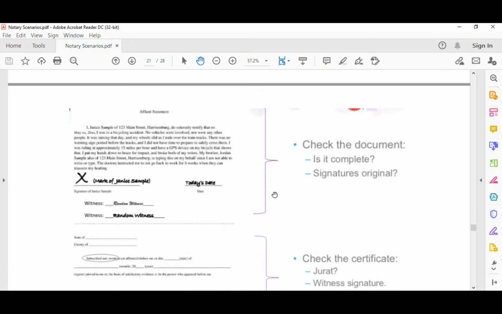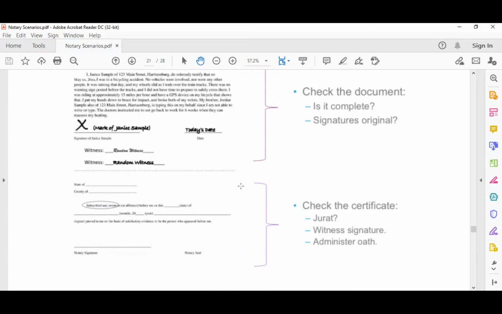Now, you're going to look at the certificate here. It is filled out. Janice signed by mark, okay? And then you're going to write here in parentheses, Mark of Janice sample, today's date. And we have 2 random witnesses that also signed their names, okay? Now you're going to check the certificate because you want to make sure that you record the correct notarization in your journal. You see subscribed and affirmed to, which means this is a jurat. You're going to administer an oath and you're going to witness that signature, which you already did up here.